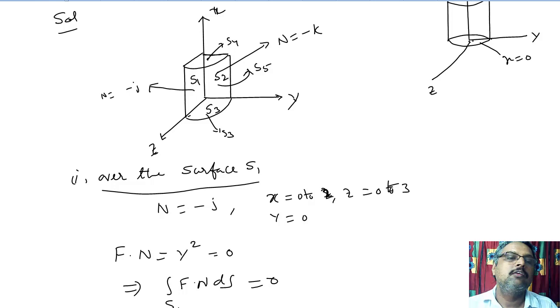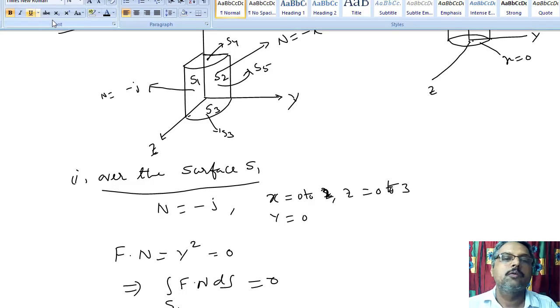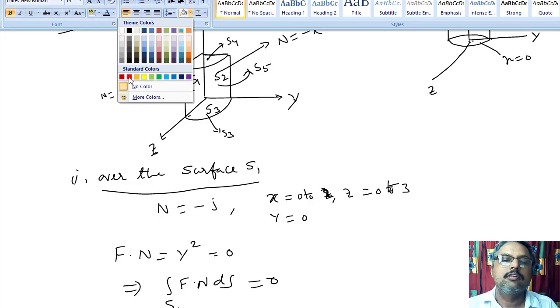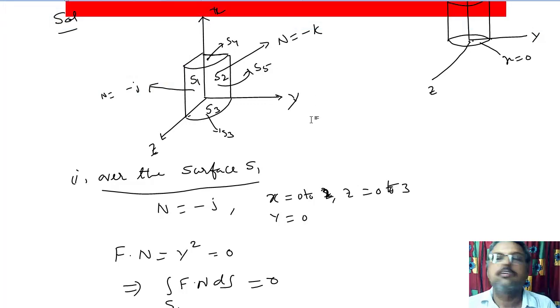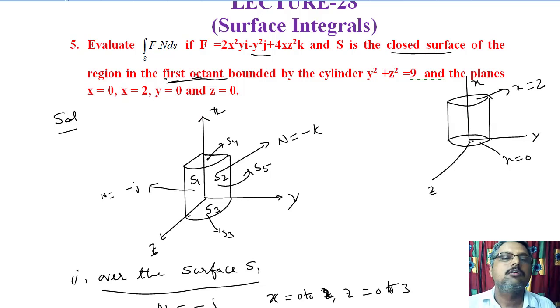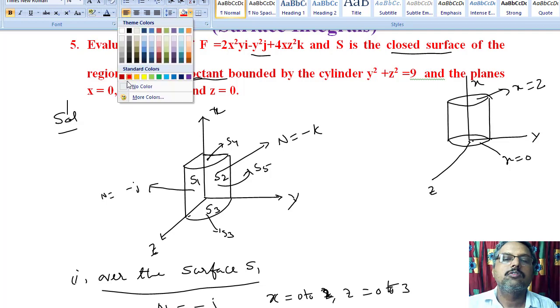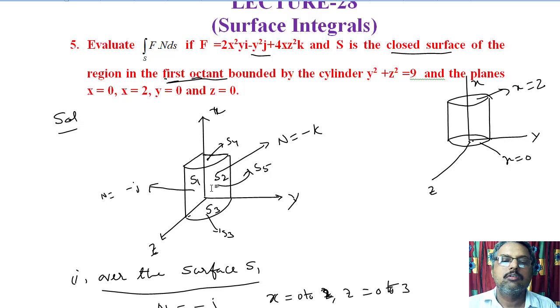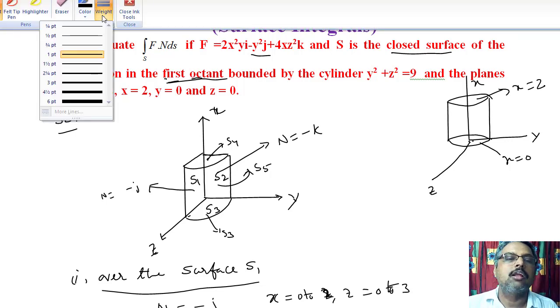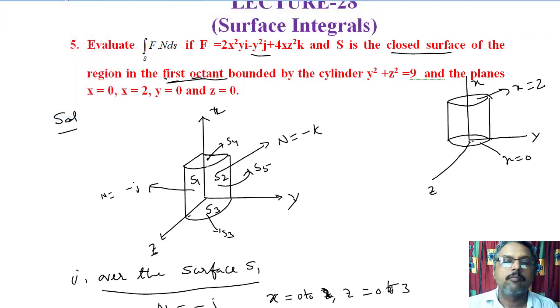If you want, I will insert color just for understanding. Okay, I will draw this rectangle with red color.